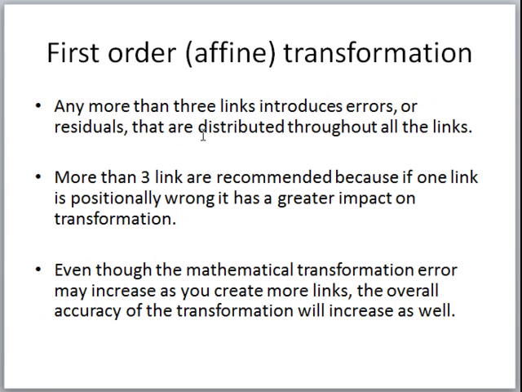When you put in more than 3 links, it introduces errors or residuals that get distributed throughout all the links. So more than 3 links are recommended because if one link is positionally wrong, it'll have a greater impact on the transformation. Once you put in that 4th, it'll distribute the error throughout all the links. Even though the mathematical transformation error may increase as you create more links, the overall accuracy of the transformation will increase as well.